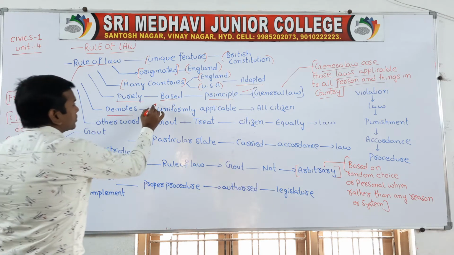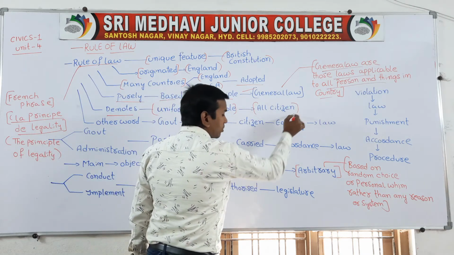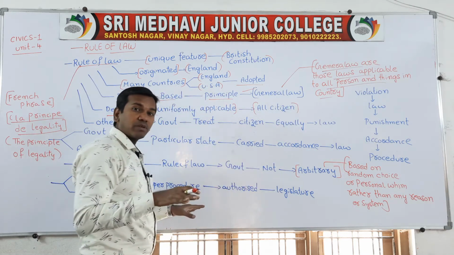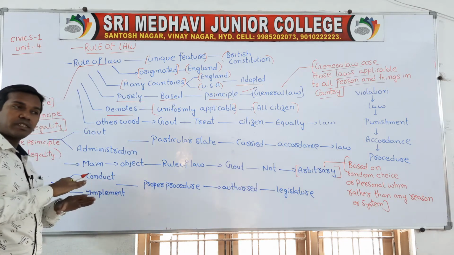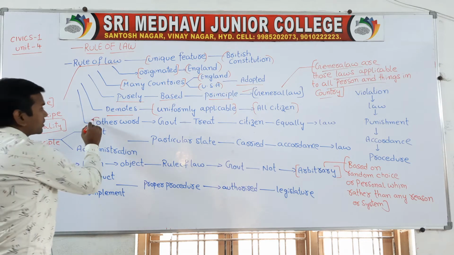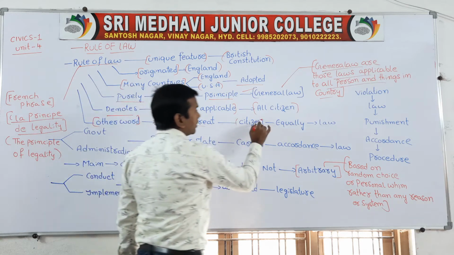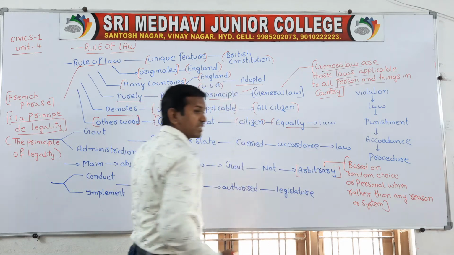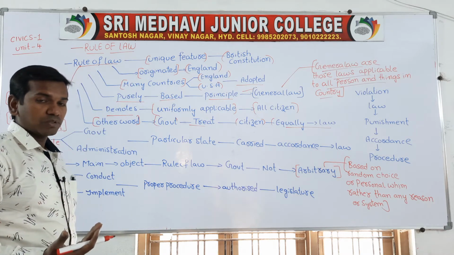Rule of law denotes uniform equality for all the citizens. Rule of law explains that all the people are uniform and equal in front of law. It resembles equality. In other words, the government treats the citizens equally in front of law. That is called rule of law.